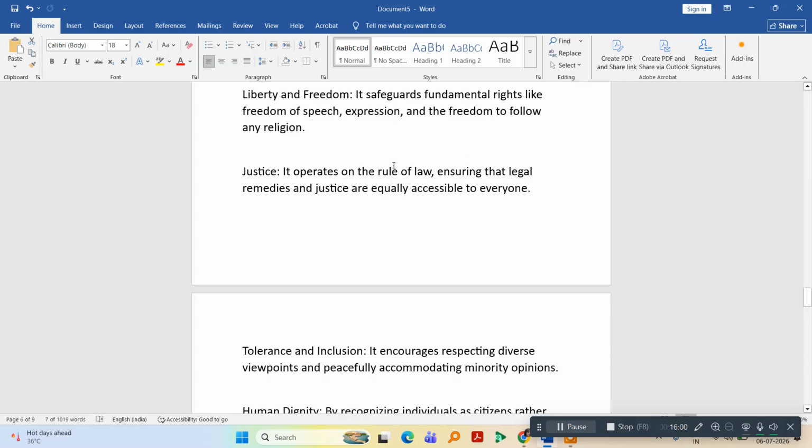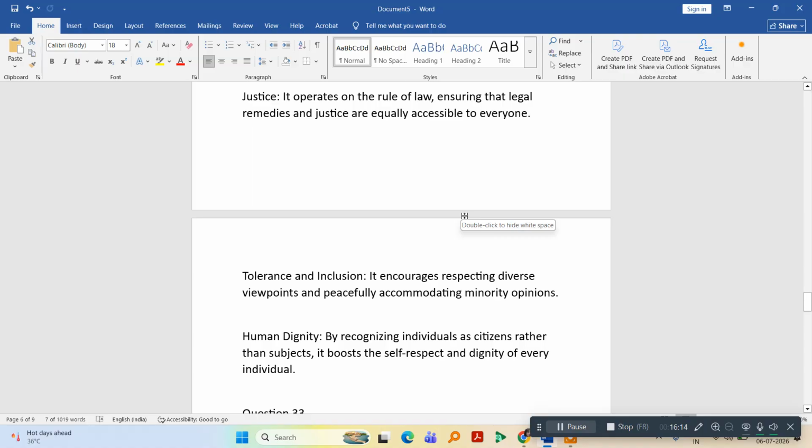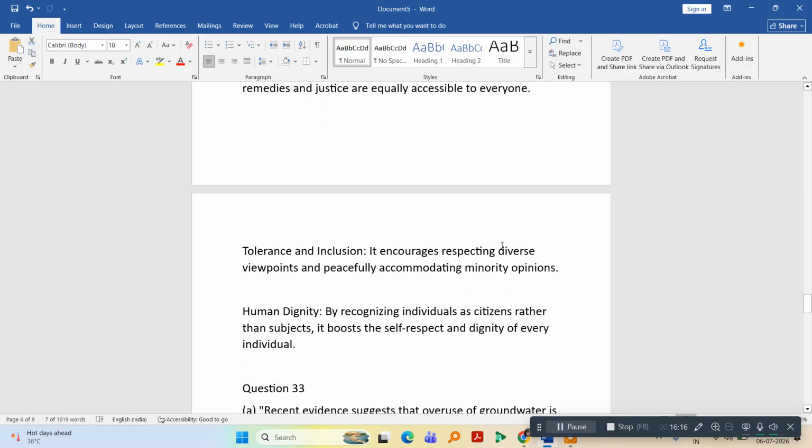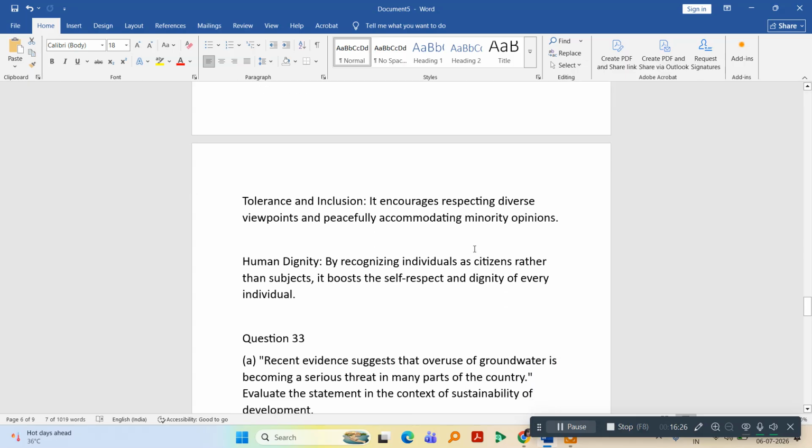Justice. It operates on rule of law, ensuring legal remedies. So it is based on rule of law. It provides legal remedies and justice. Tolerance and inclusion. This encourages respecting different viewpoints and peacefully accommodating the minority opinions. Even the minority groups have their own say. They also have a say in a democracy.